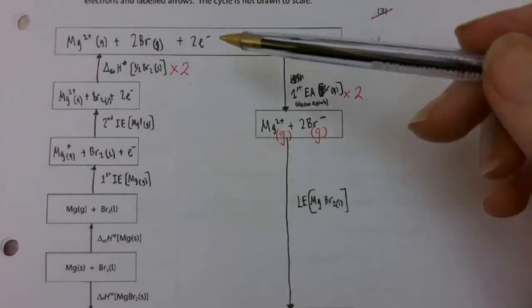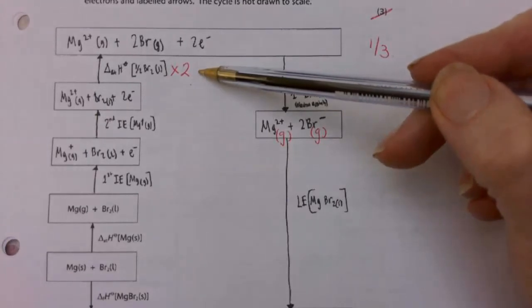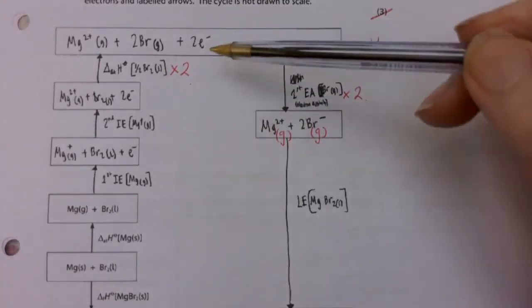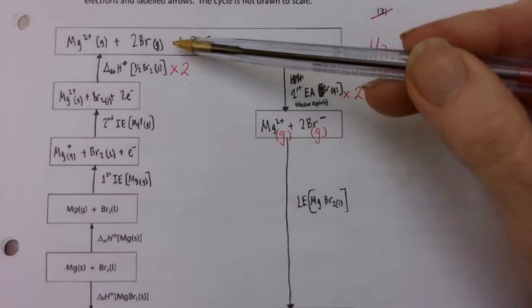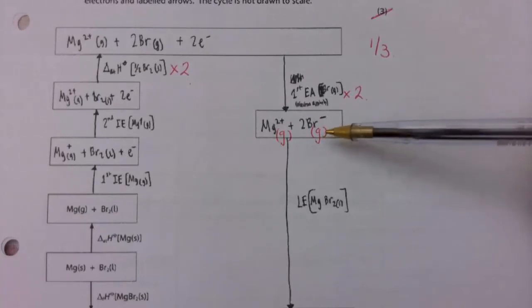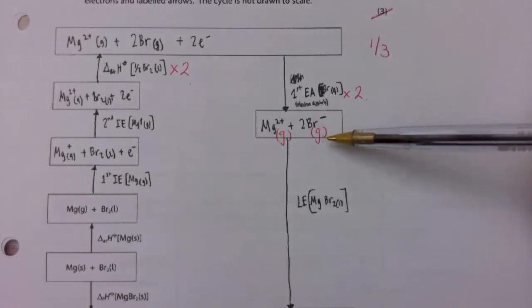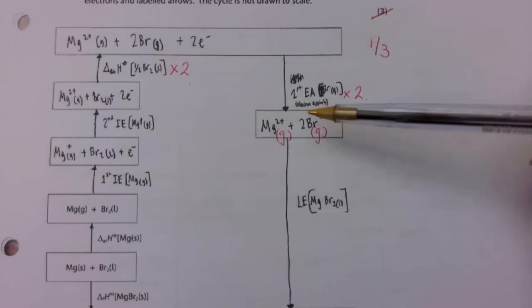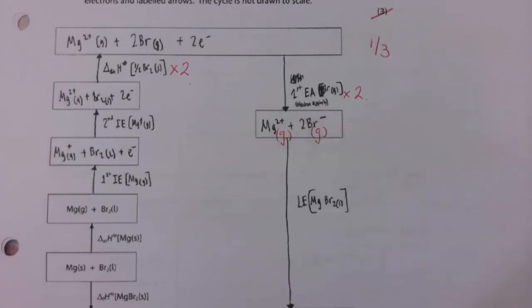What they've forgotten to do is they've forgotten to times by 2 here and here, because you've got 2 moles of bromine being atomized and you've got 2 moles of bromine undergoing electron affinity. So you're adding 2 moles of electrons to 2 moles of bromine gaseous atoms. You've also forgotten the state symbols here, and that's dropped the 2nd mark. So that's 1 out of the 3 marks.